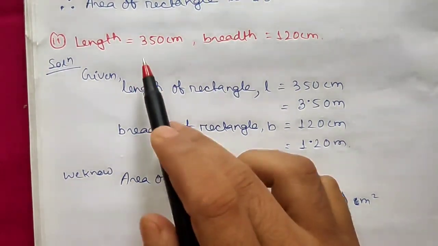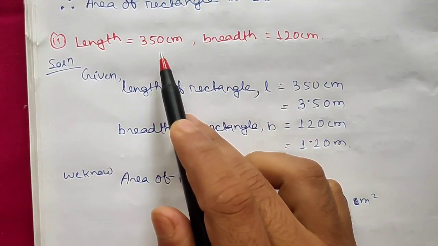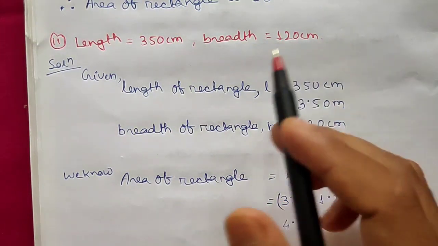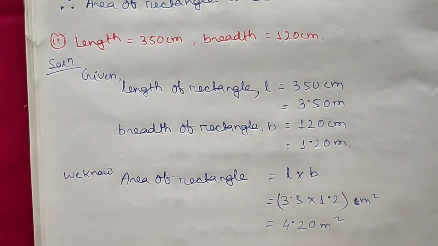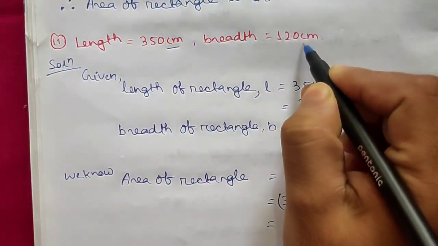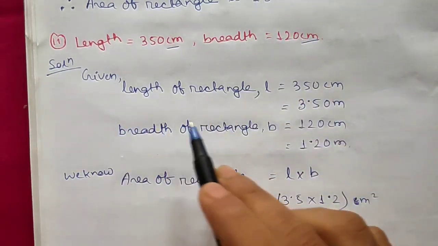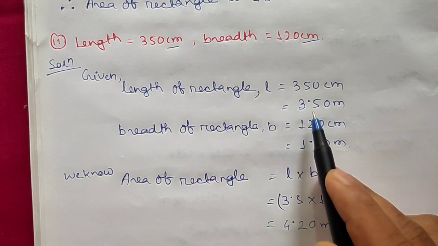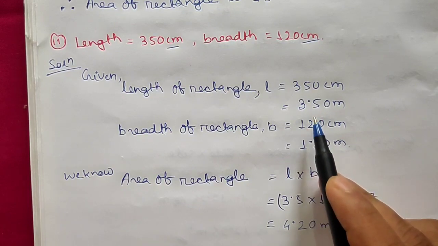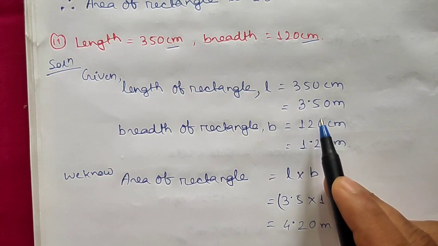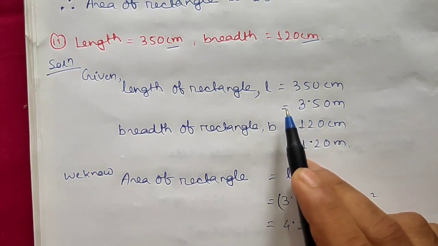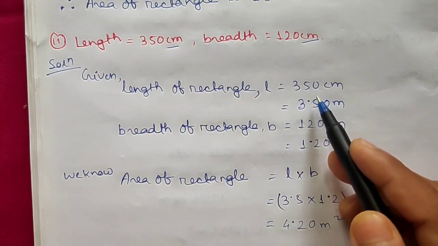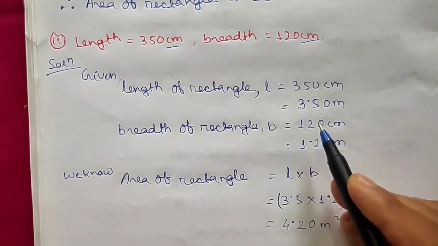Next one, length equal to 350 centimeter, breadth equal to 120 centimeter. In this case, look here, the unit is centimeter. Okay, so we have to convert it into meters. So let's start. Length of rectangle L equal to 350 centimeter. Now we know 1 meter equal to 100 centimeter. So when we convert centimeter into meter, we have to divide with 100. So if we divide 350 with 100, it will be 3.50 meter.